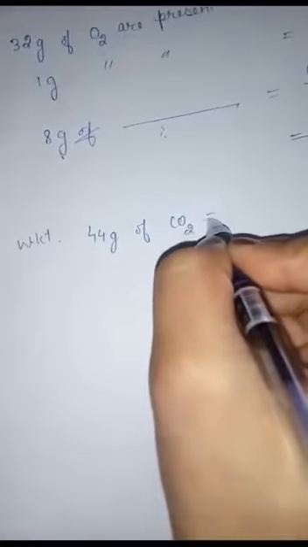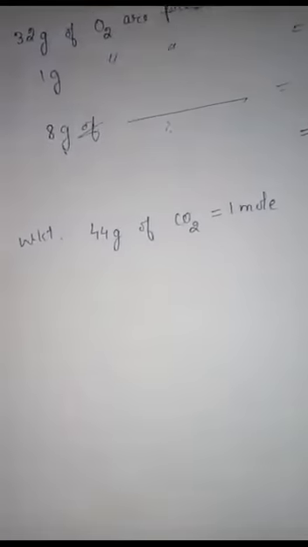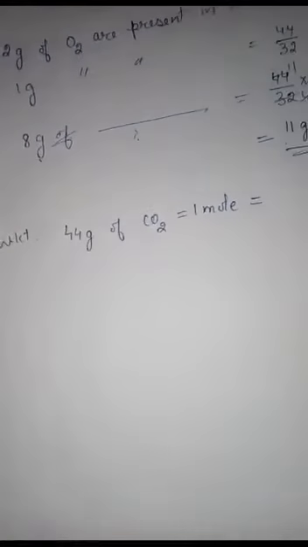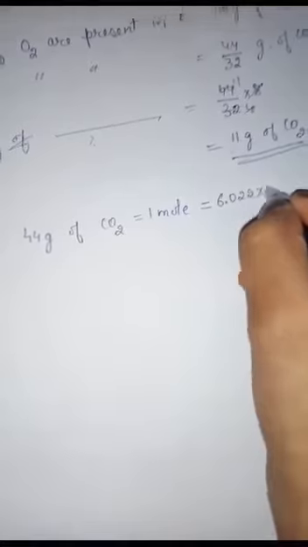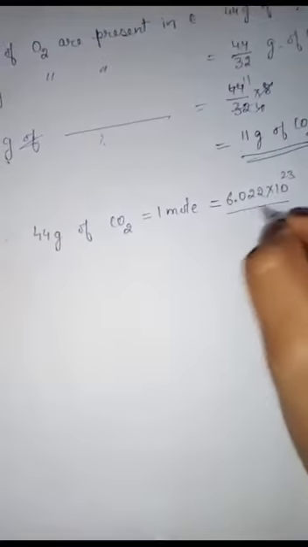We know that 44 gram of carbon dioxide equals 1 mole, and 1 mole is equal to how many particles or molecules or atoms? That is 6.022 into 10 raised to power 23. That is Avogadro number.